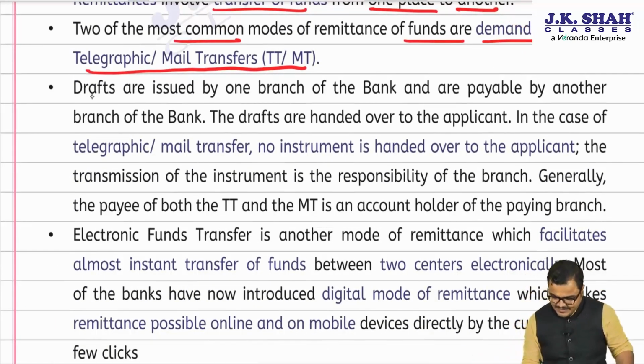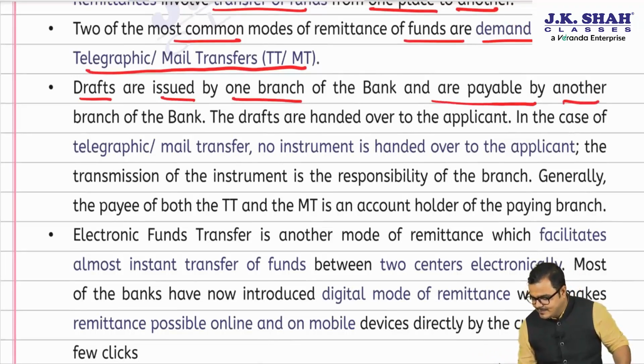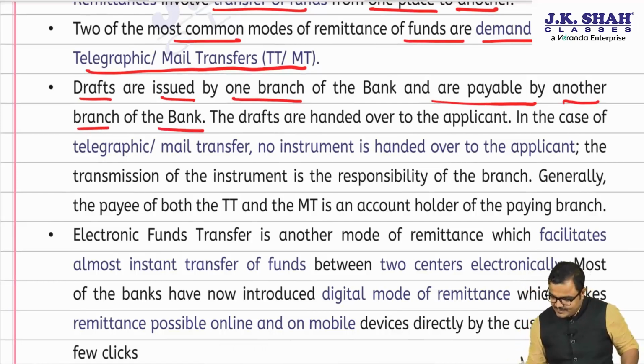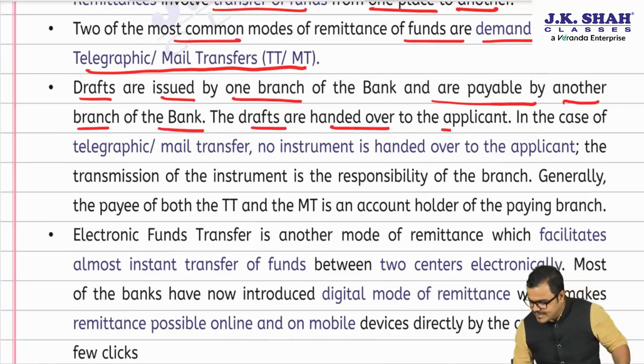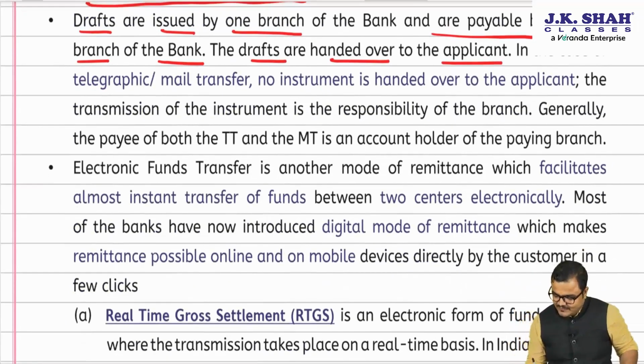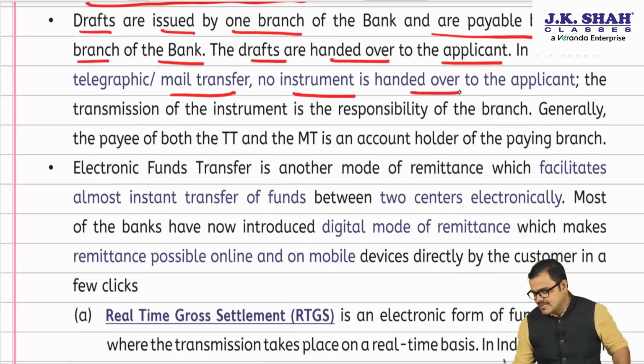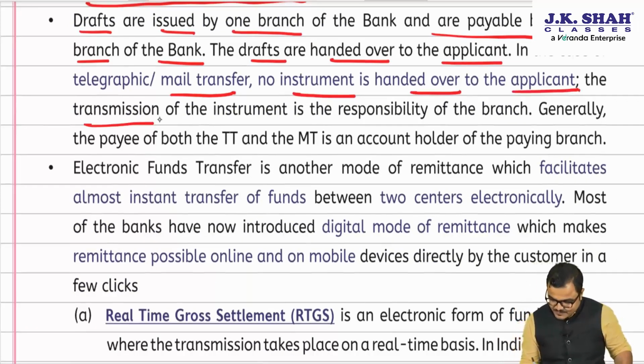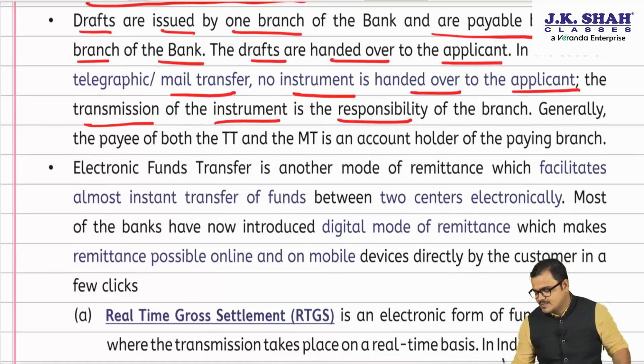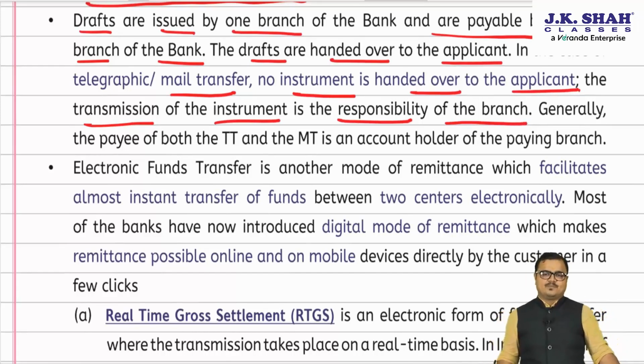Traditional methods, yes. Drafts are issued by one branch of the bank and are payable by another branch of the bank. The drafts are handed over to the applicant. In case of telegraph and mail transfer, no instrument is handed over to the applicant. The transmission of the instrument is the responsibility of the branch. Got it? So the instrument will be transferred by the branch.